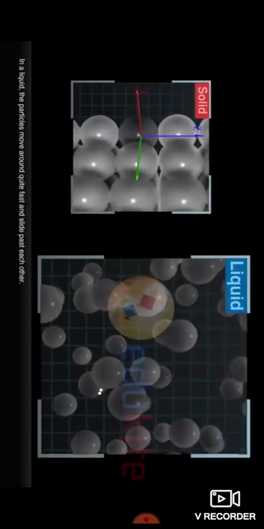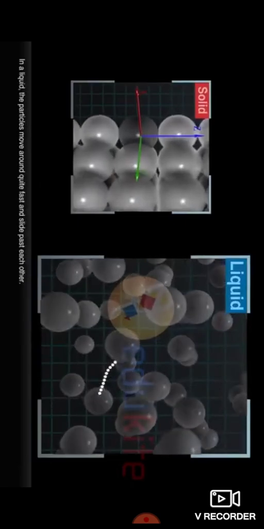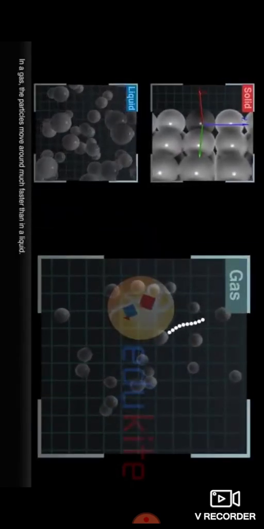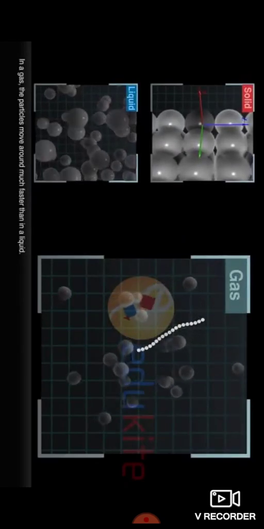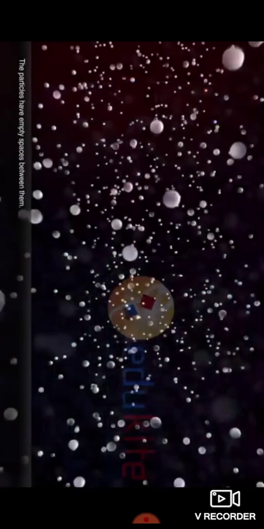The particles that make up matter are constantly in motion. In a solid, the particles do not move around but vibrate about their fixed positions. In a liquid, the particles move around quite fast and slide past each other. In a gas, the particles move around much faster than in a liquid. They move randomly. The particles have empty spaces between them.